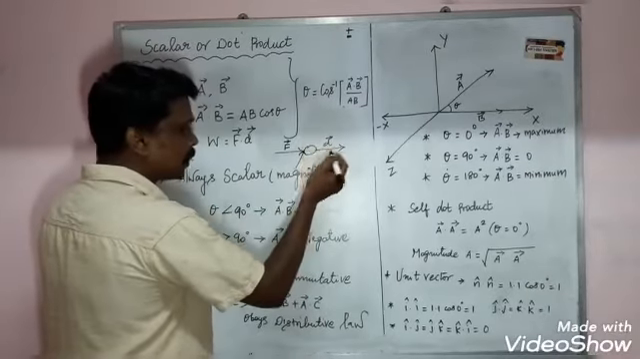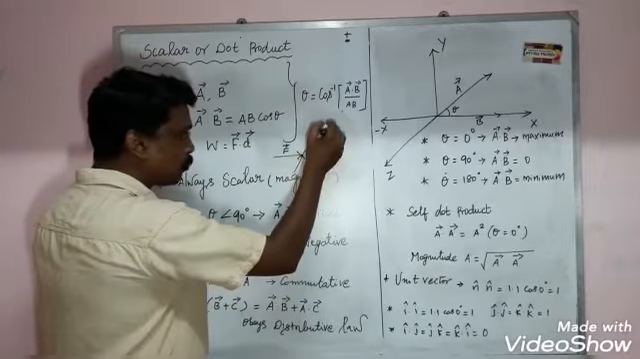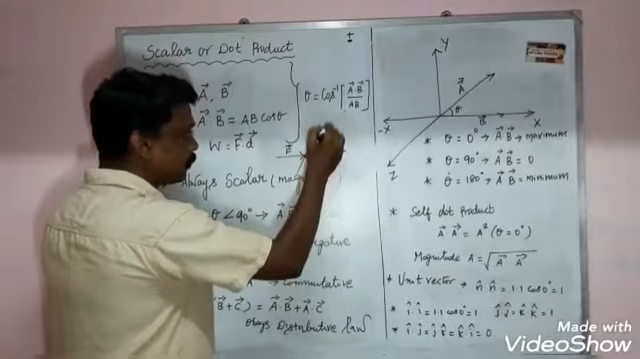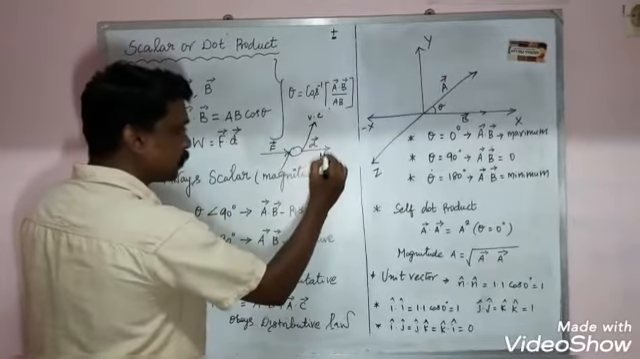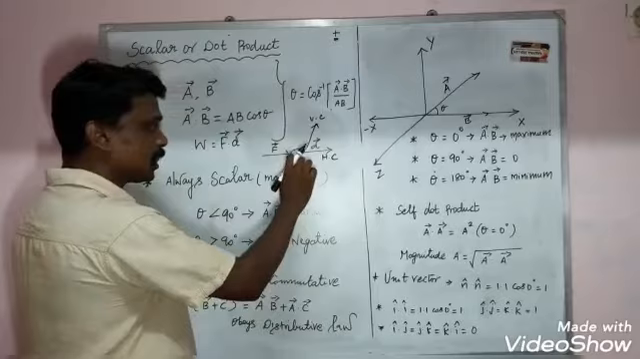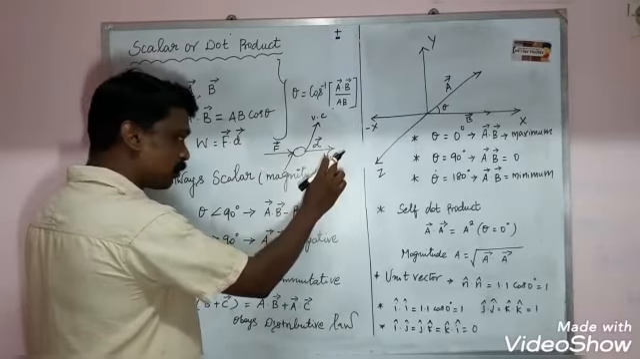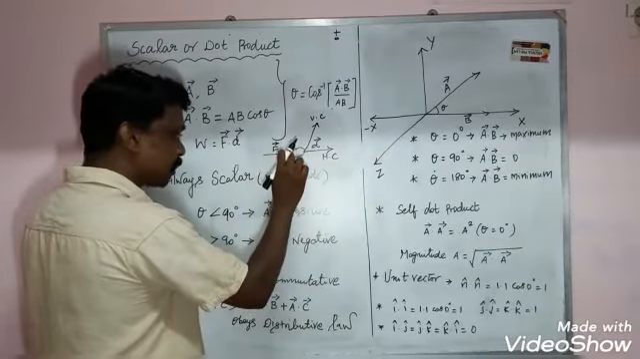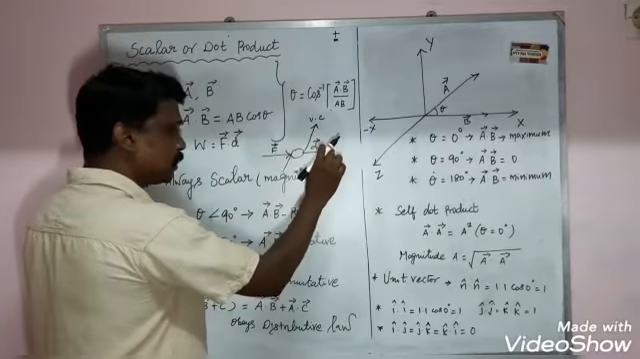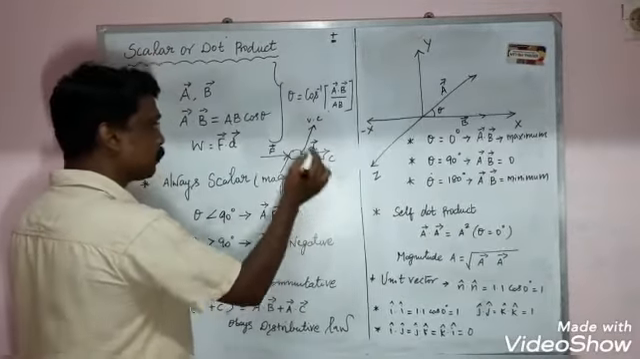So if we resolve the displacement into two components, vertical component and horizontal component, we have to consider only the horizontal component. Why? Because the force is acting at this point of contact, it will move in this direction only, not in this direction. That is why we are taking the cos.